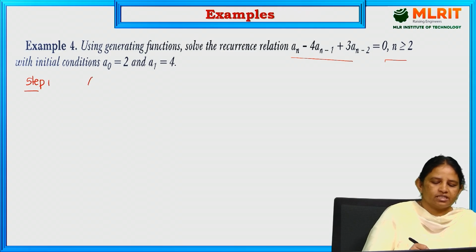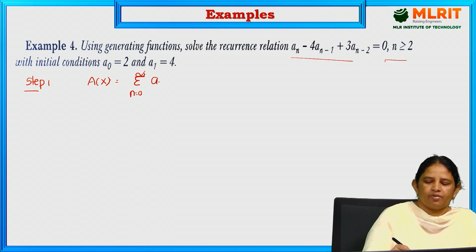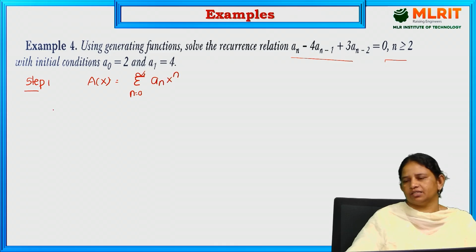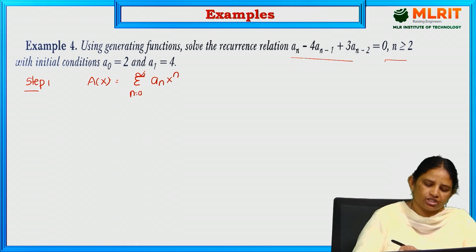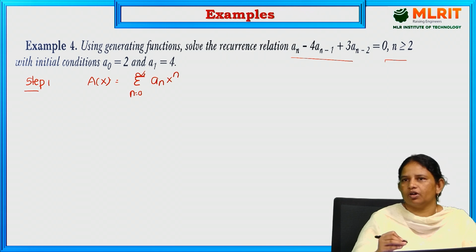A of x is equal to sigma n equal to 0 to infinity a n x to the power of n. Next, multiply each term in the recurrence relation. We need to substitute. So multiply each term in the recurrence relation, then take the summation from n equal to 2 to infinity.